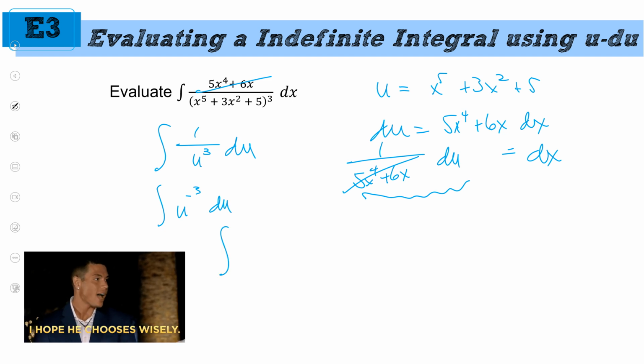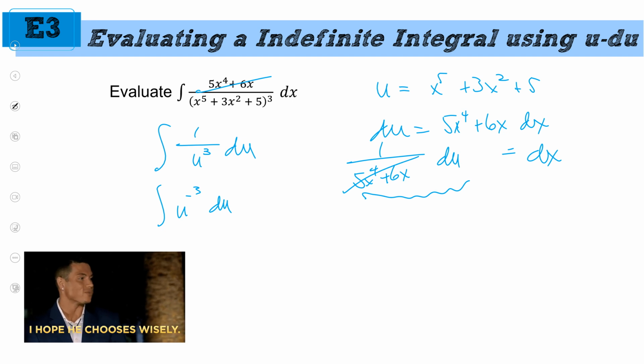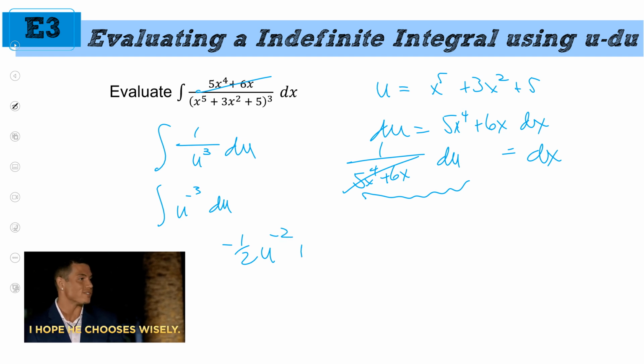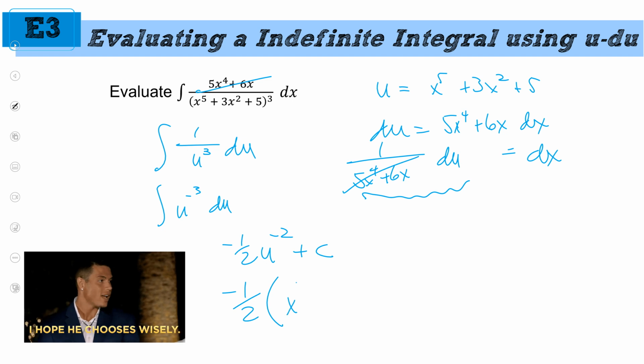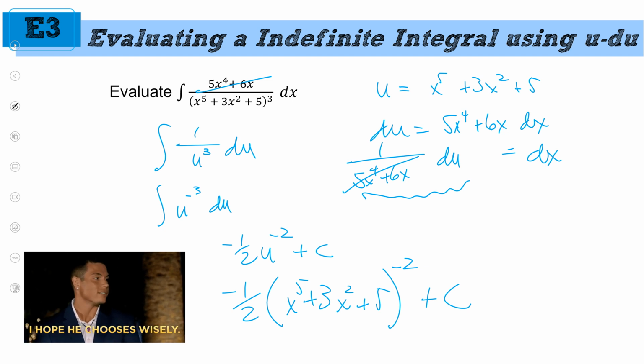Nathan, what's the antiderivative of u to the negative 3? Negative 1/2 u to the negative 2 plus c. Thank you. Do your substitution here. Okay, early on I don't care about the negative exponent, it's fine. Later on we'll worry about cleaning them up. But for now I just want you to make sure you understand the process for u du.